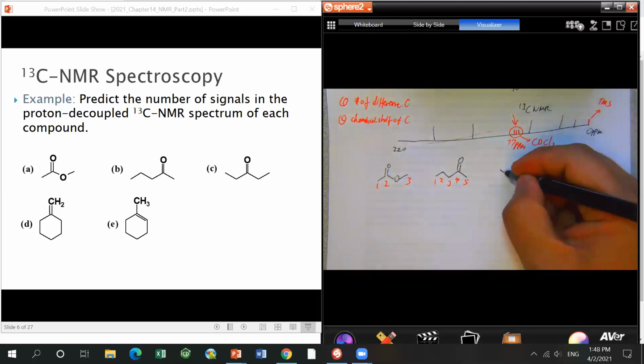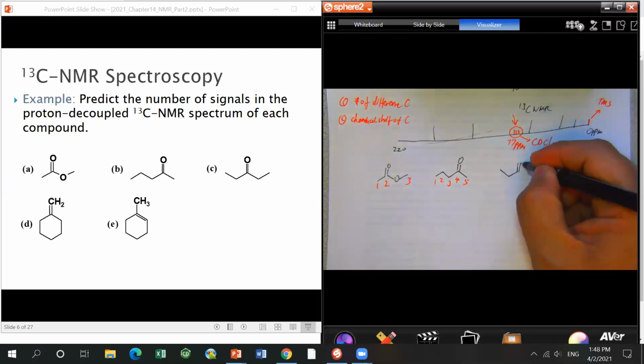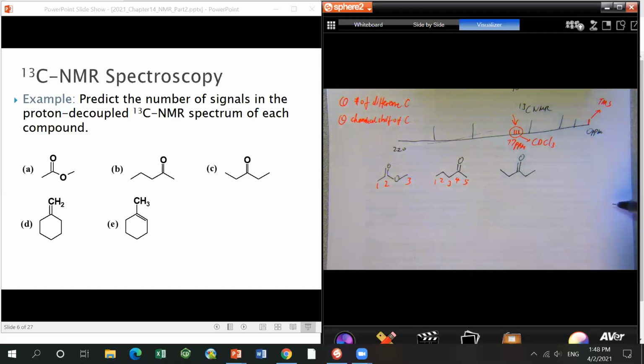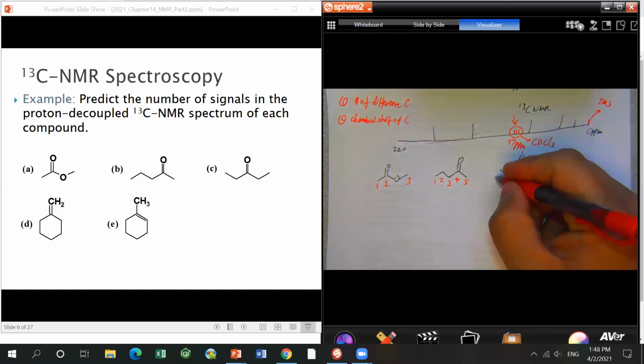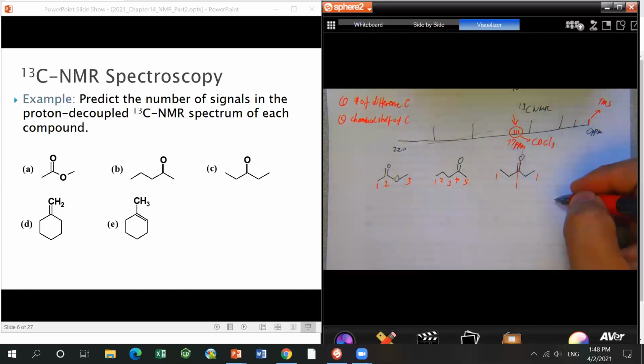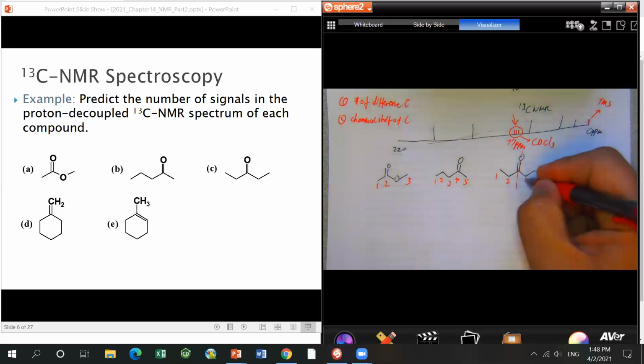Now we move to C. How many signals should we see for it? C has symmetry. Someone already gave the correct answer. 3 is the right answer, because there's a symmetry plane cutting through, and also a rotation axis. So these 2 methyls are the same, these 2 CH2 are the same, and then 3 here.